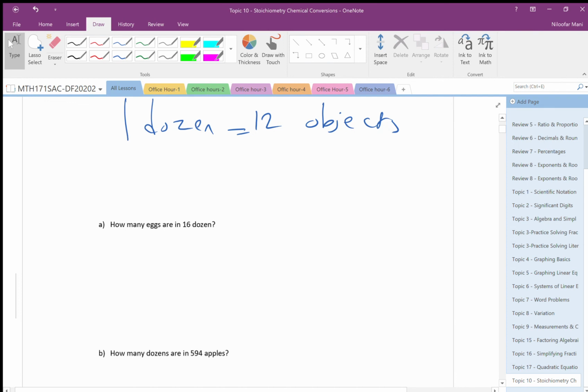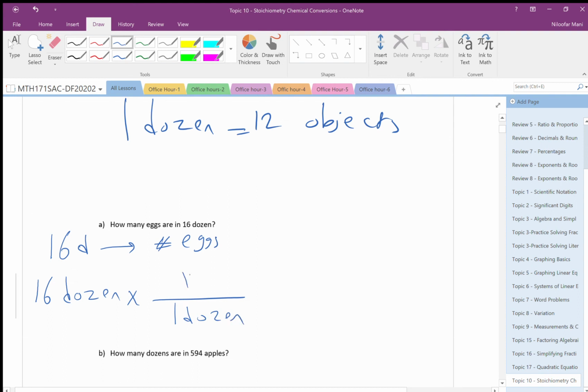Of course, here you can do this with proportion. If 1 dozen equals 12, what about 16 dozen? I can do it by proportion, but I don't want that. I want you to focus on conversion, the method that we did. I have 16 dozen and I want to go to number of eggs. So I start from 16 dozen. I want to cancel dozen and bring number of eggs, so dozen goes down. 1 dozen is 12 eggs.